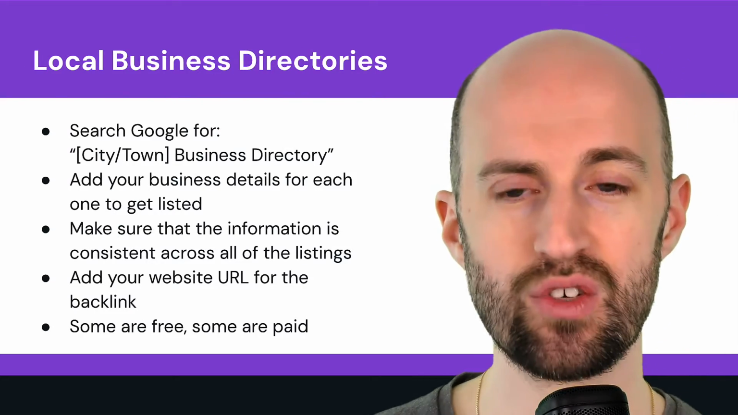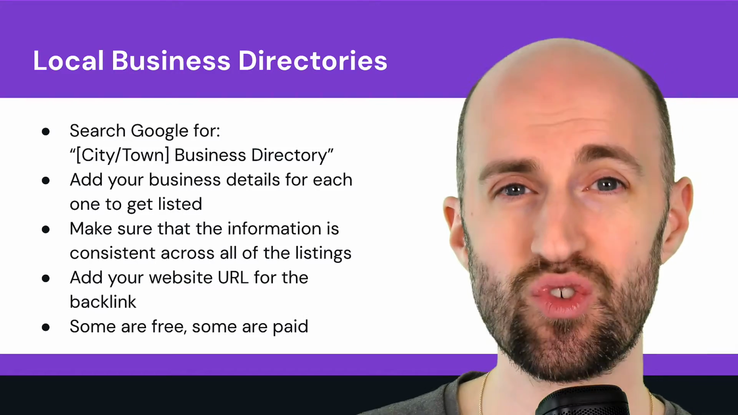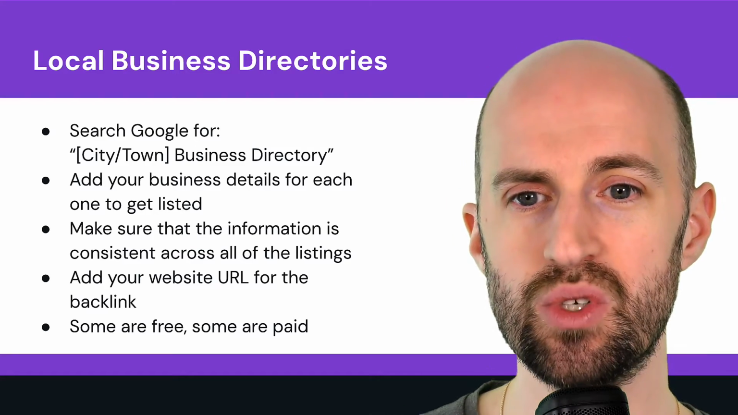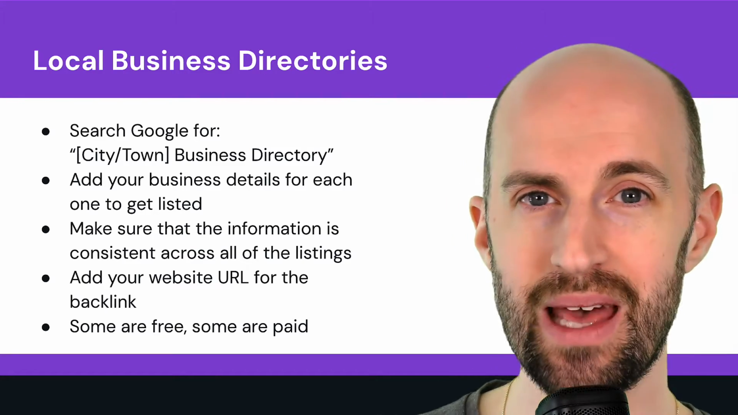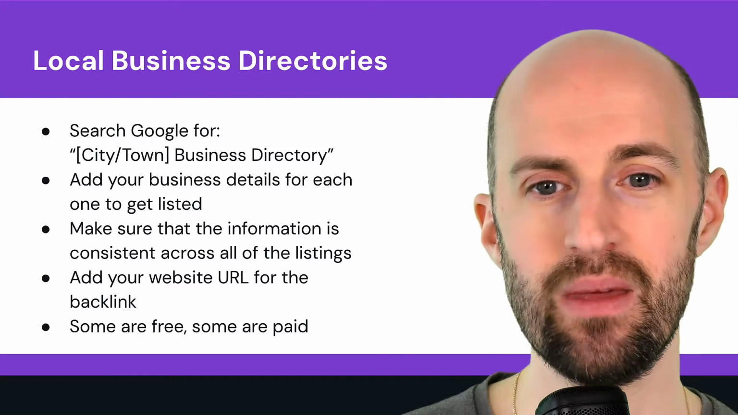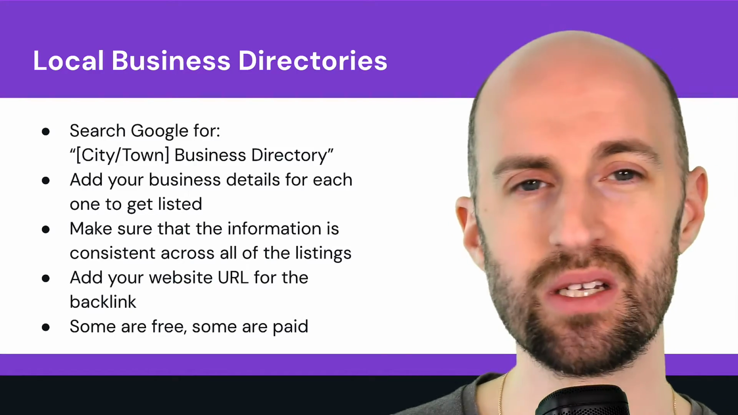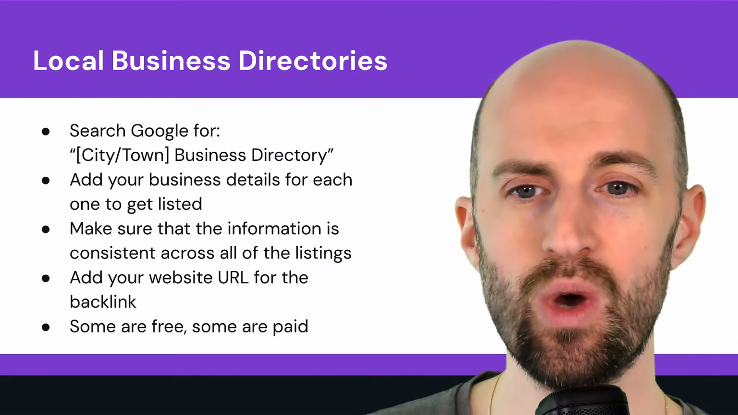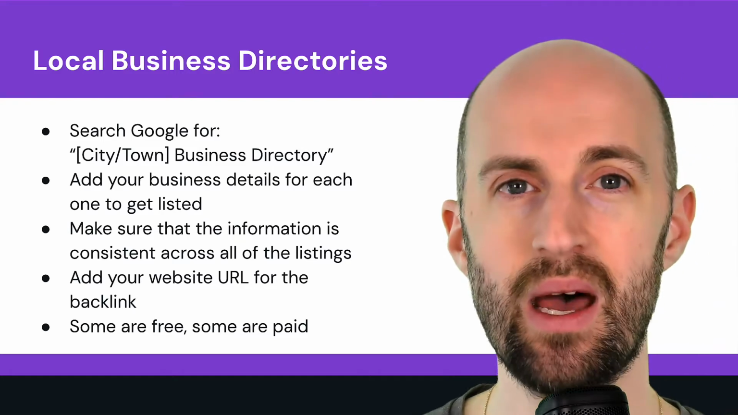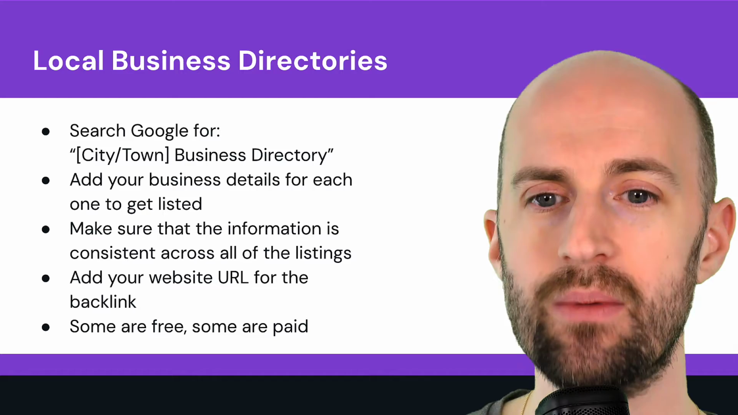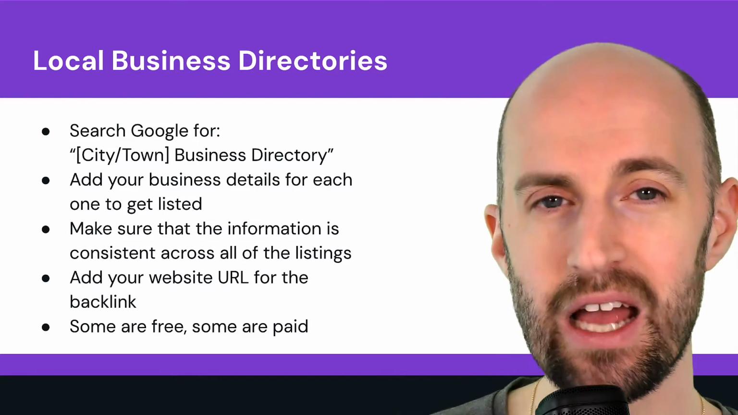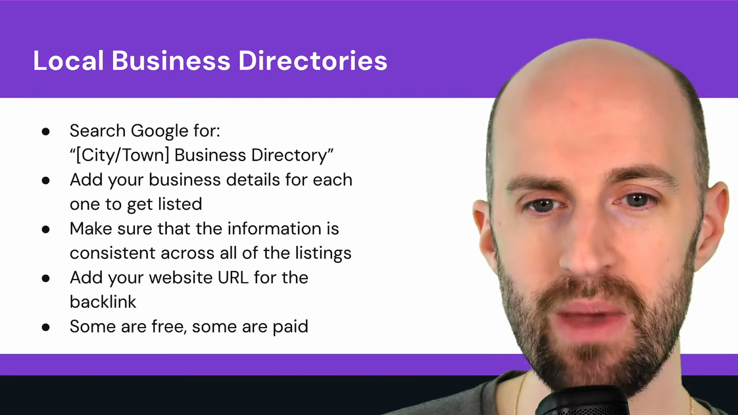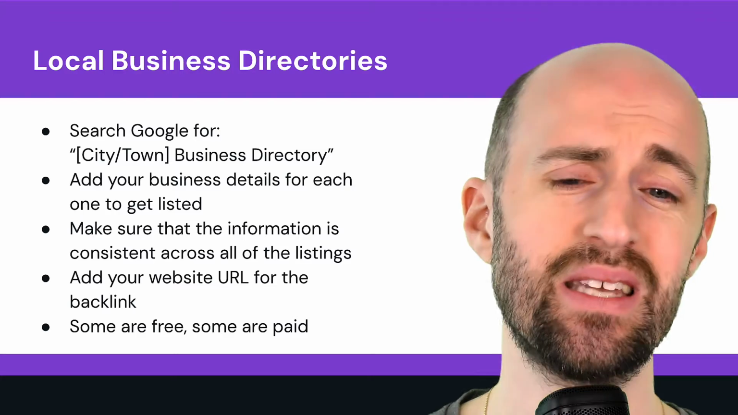So local business directories. How you actually find these directories, there are so many, for each city, for each area, is you will search on Google for the city or town that your business is located in, and then business directory. Then you'll see lots of different options, and you go through them and pick out the most relevant ones. Once you go to those platforms, you can sign up or submit your business details. So you add your business details, make sure they're accurate and up to date, and then you submit and get listed. Make sure the information is consistent across all the listings.